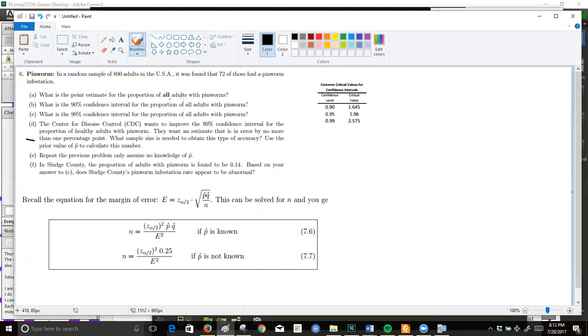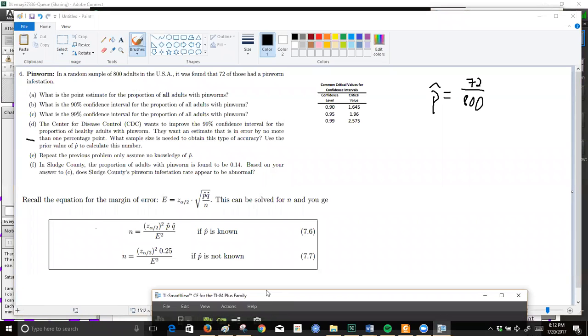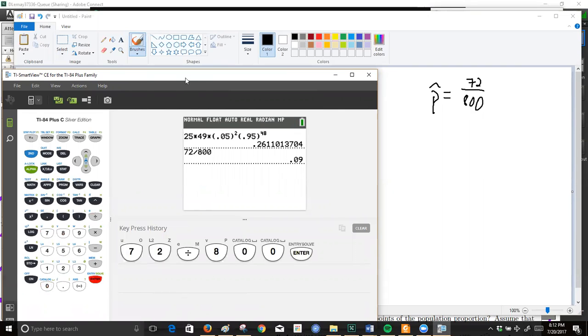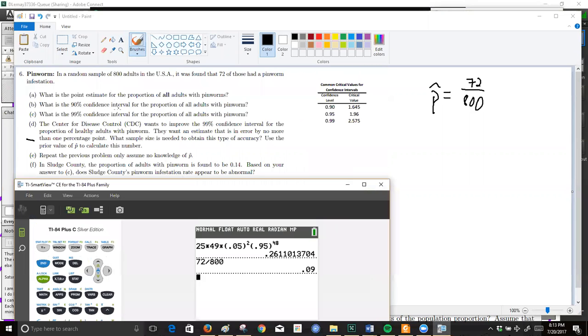So the point estimate for the adult proportion of all adults with pinworms is p hat. It's a proportion. And we got 72 out of 800 that had a case of pinworms. So I'm going to grab my graphing calculator here. Here we go. If I take 72 and divide that by 800, that's going to give me about 9%. So my point estimate for the proportion of all adults with pinworms is 9% or 0.09. Remember, that's just based on this one sample of 800 people. Probably won't be exactly 9% or 0.09. So that's why we need to do the confidence interval work, and that's not what this video is about.